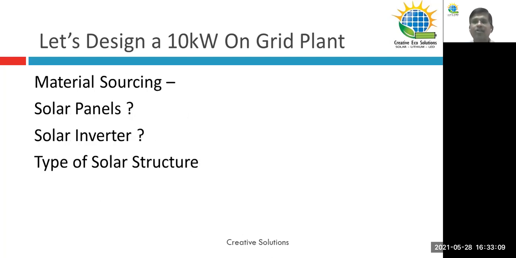Then the major three components for the material sourcing are your solar panels, your solar inverter, and the type of the solar structure. With respect to the structure, based on the client's requirement, are you going to do a ground mounted installation? Are you going to do a rooftop installation? Rooftop, again, we have a lot of options. Either we are going to do an elevated installation, or we are going to do it on the shed. So these are the options available. Based on that, you have to fabricate your structure.